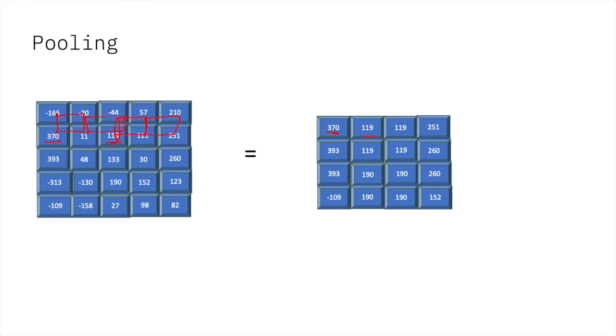And then you slide it by 1. So you're assuming stride is 1 here. You apply 119 and then the same 119 over here, and 251 in this case. And that's how you populate all these values in the output cell. So that's everything about pooling.